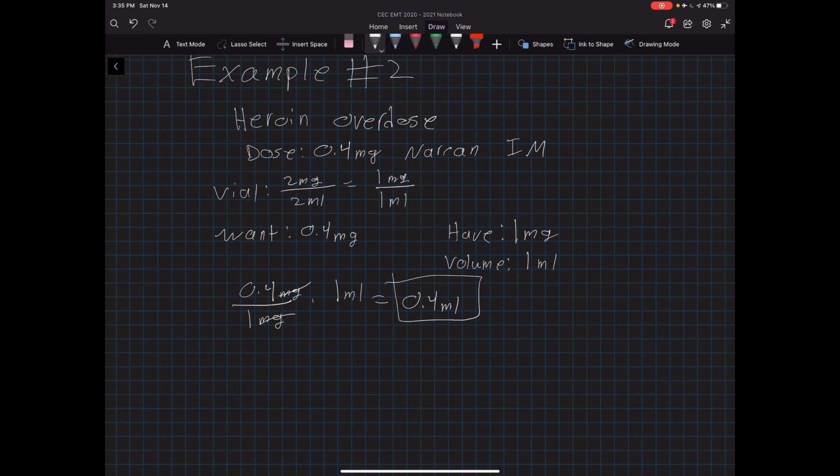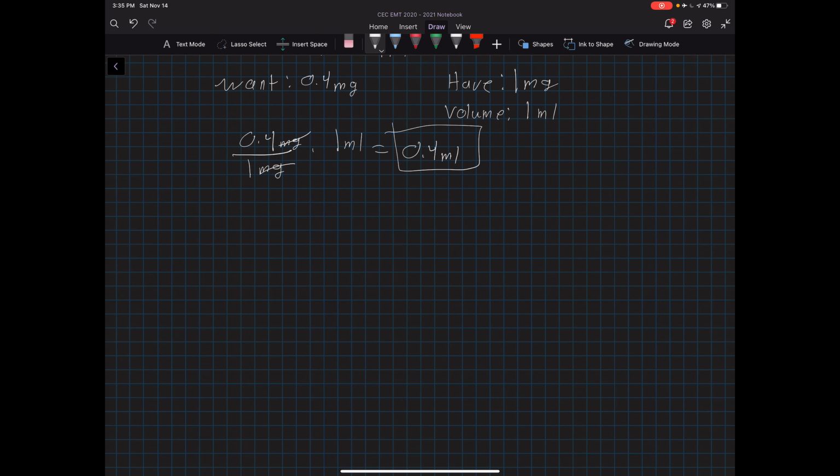Now let's say, just for the sake of argument, that our vial was 2 milligrams in 1 ml. How would you do this? Pause the video for a second and make sure that you get the same answer that I do. Work through it, and we'll see.